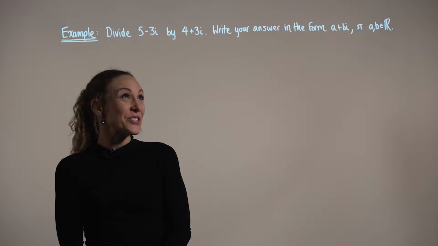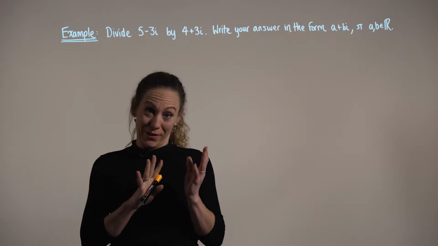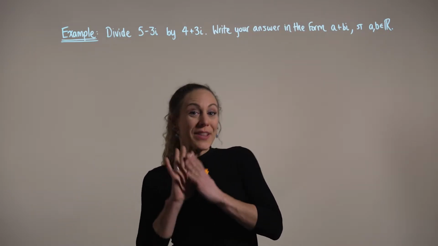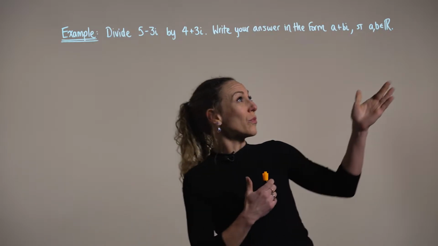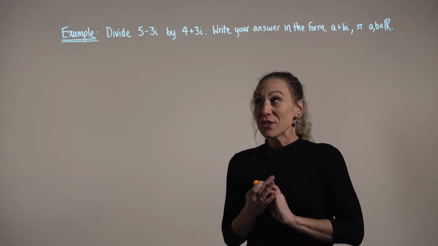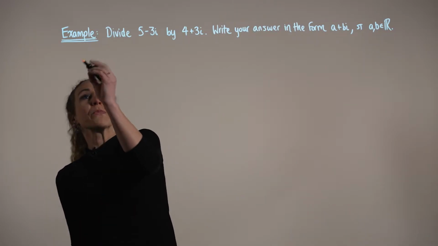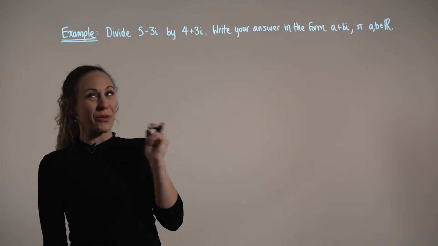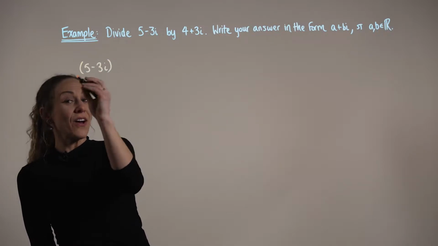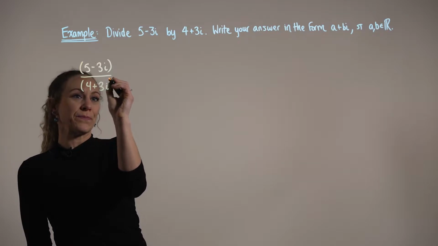So here we are asked to divide the complex number 5 minus 3i by another complex number, 4 plus 3i. And in addition, we then want to take our simplified answer and rewrite this as a plus bi, the standard form. So to get us started here, let's simply begin by rewriting this statement as a quotient. So here we have 5 minus 3i, all divided by 4 plus 3i.